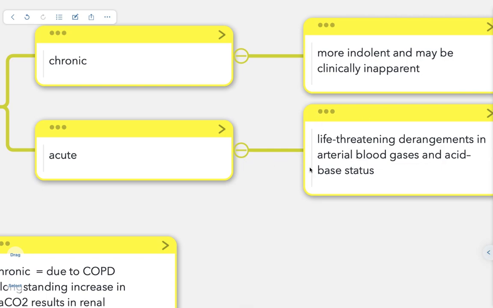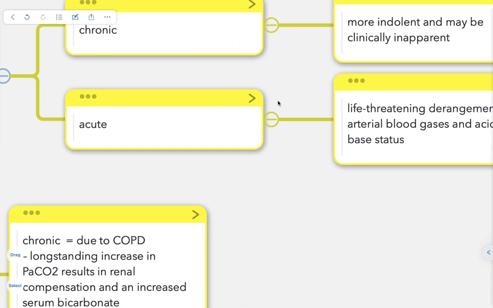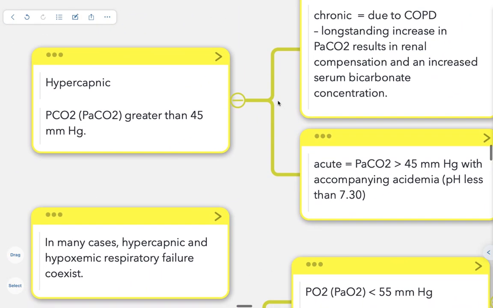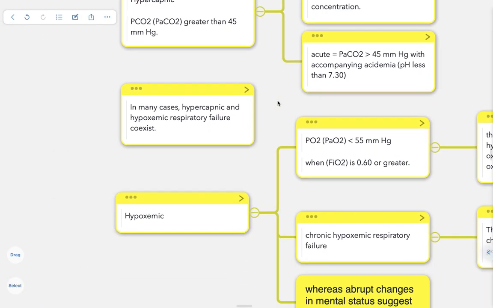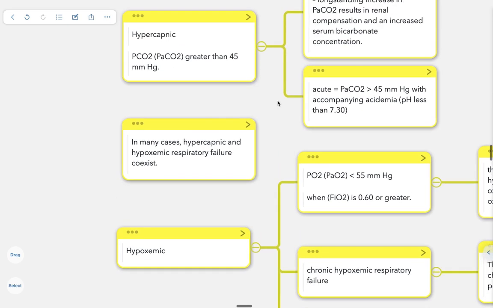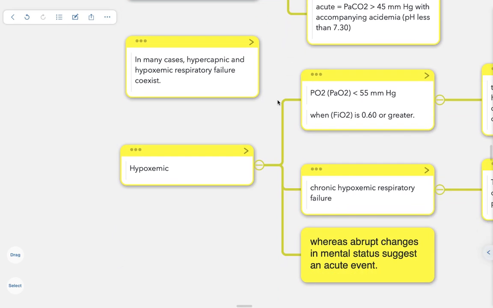Acute generally presents as a life-threatening derangement in the ABG or in the acid-base status of the patient, whereas chronic has a more indolent course and may be clinically inapparent in a patient. As we have said, hypoxemia and hypercapnia can both be further divided into acute and chronic. So let's first understand what a hypoxemic respiratory failure is.